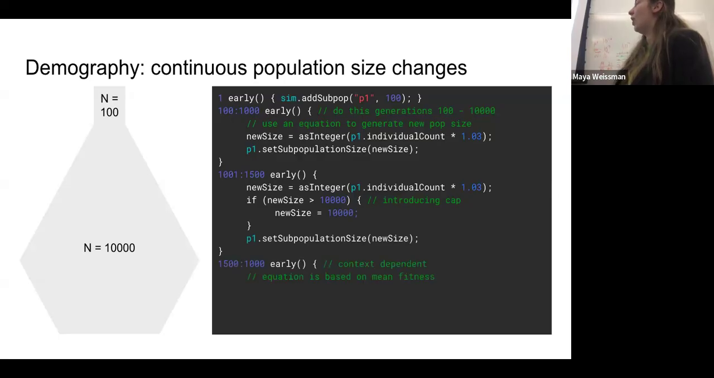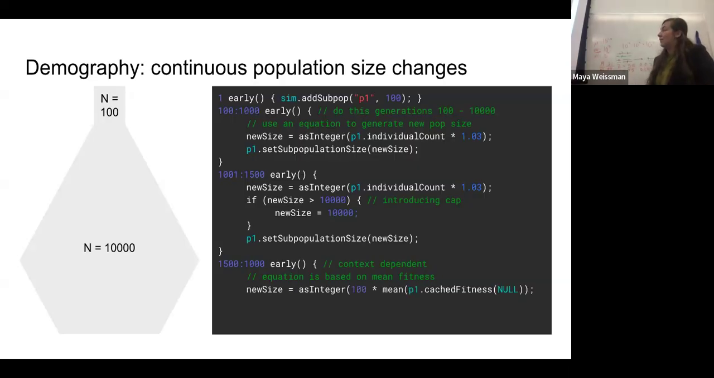And then you can also set the equation to be context dependent, maybe based on mean fitness. There are examples where you might want to say that if the population's mean fitness is gradually decreasing due to an accumulation of deleterious mutations, you want the population to go extinct. So you would do so with something like this, where the new size is 100 times the mean fitness of the population. I did not actually code out a contraction here, but for a contraction, you would just multiply this by a number smaller than 1, and it would slowly get smaller at a rate.